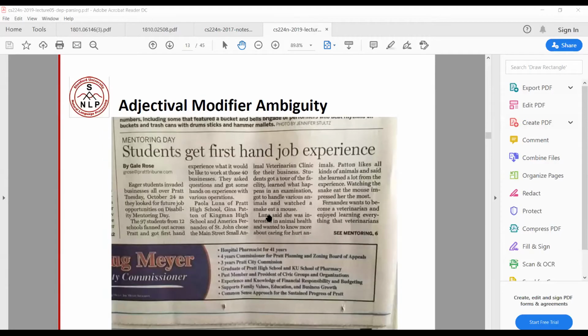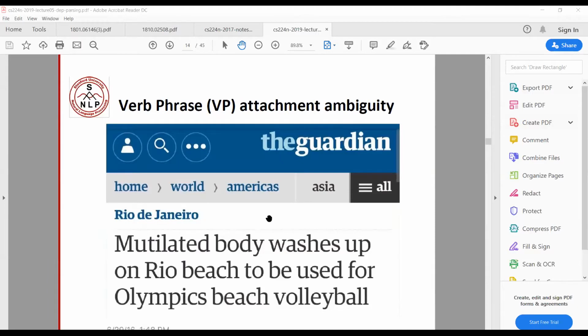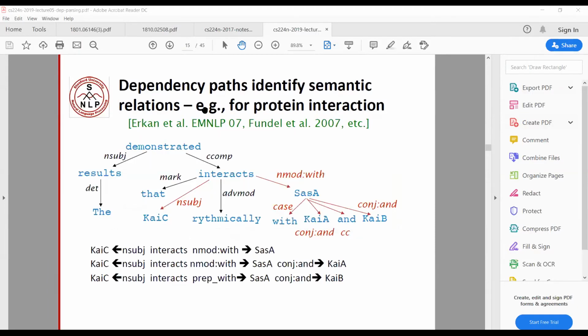And then he goes on and discusses more of these things. Okay, but now here's the nitty-gritty of it. Dependency paths identify semantic relations. Semantic always refers to meaning, the meaning of a sentence.